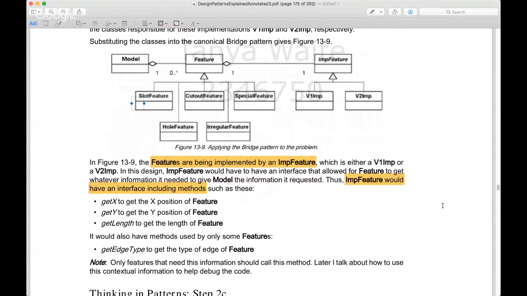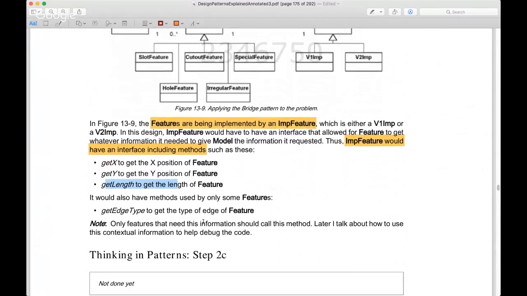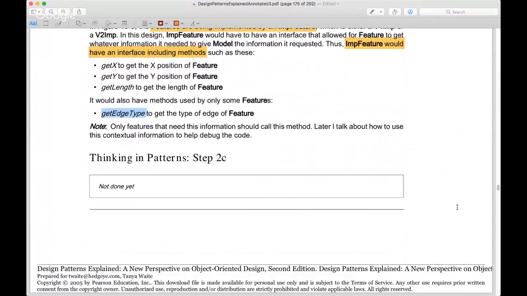So at this particular point, he's now checking to see, okay, does it work for the abstraction? What are the things that are going to be needed? Well, we already know we have to get X to get the X position, get Y, get length. So imp feature is going to have to be able to get that information, and it's going to have to get edge type from some of the features. So only features that need this information should call that method. So we'll solve that problem when we get to it.